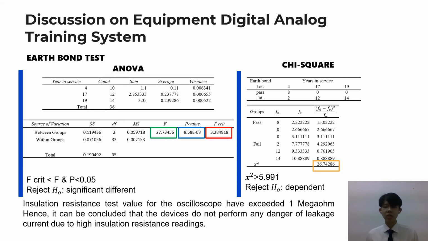The insulation resistance test has the same result as the oscilloscope and regulator, so it can be concluded that the insulation reading of this equipment is performing well and safe. However, the Earthbound test of this equipment needs to be paid attention.